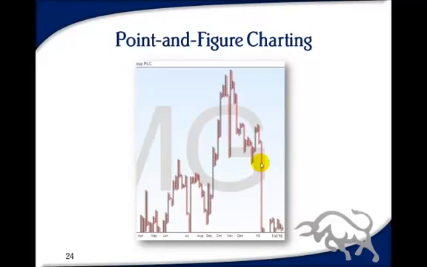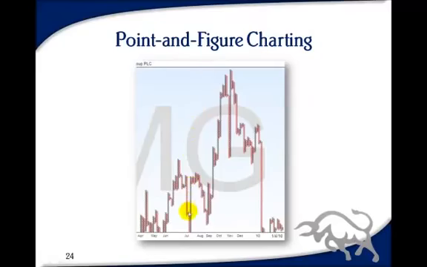Originally these were done with boxes on graph paper, so these are called boxes, each time one of these characters is drawn. Now this is the most detailed chart you can have. It's based on a one box reversal, just one movement, which in this case I think is a penny reversal in this one. You can have more than one box reversal.